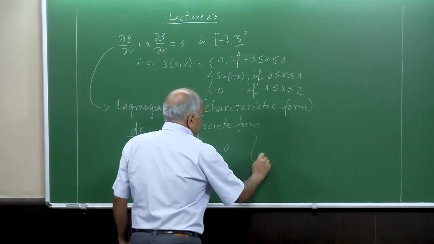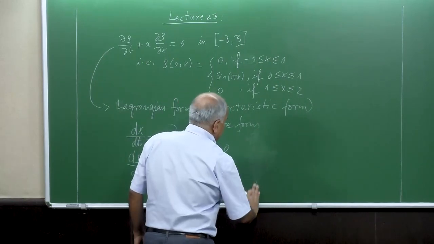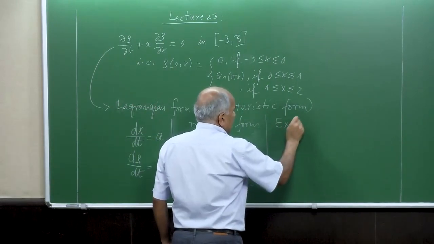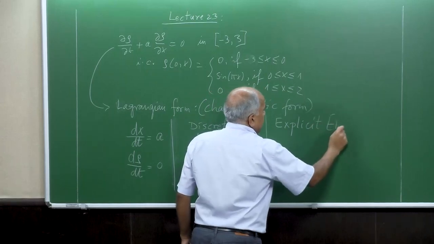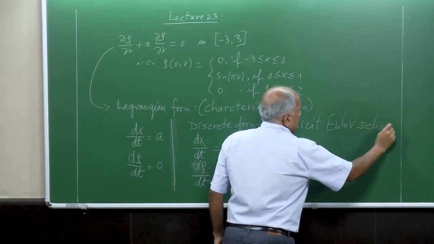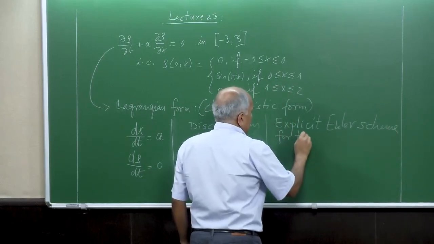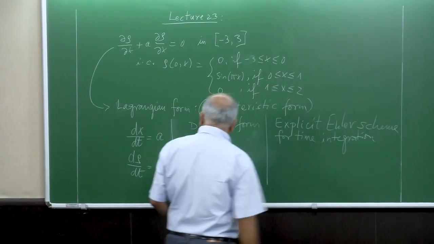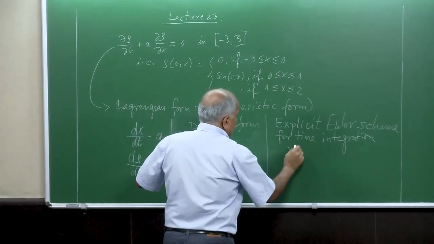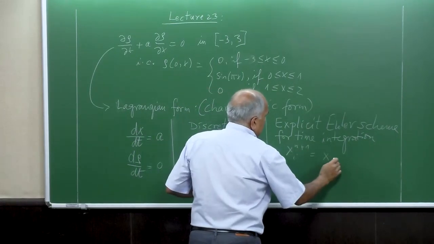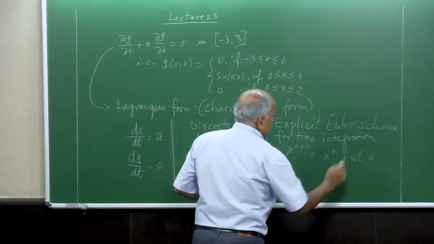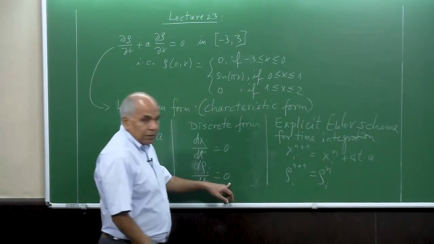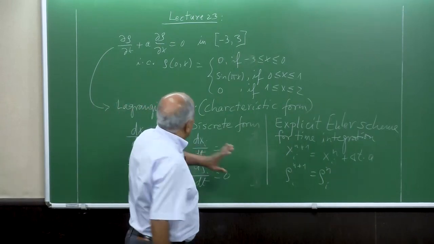So, then the explicit Euler scheme for time integration. So, this was xi n plus 1 is equal to xi n plus delta t times a, and rho i n plus 1 is equal to rho i n, because it is 0, it is a constant. So, this was our Lagrangian form.